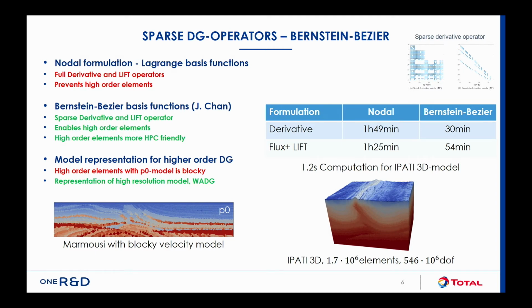So you can see that with the nodal one, when we compute this 3D model here for 1.2 seconds, the derivative takes almost 2 hours, 1 hour and 50 minutes with the nodal. But when we implement it with the Bernstein-Bezier, it goes down to 30 minutes. And this is for elastic. And the flux and lift, it's 1.5 hours versus 55 minutes.